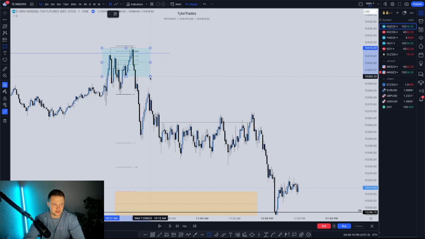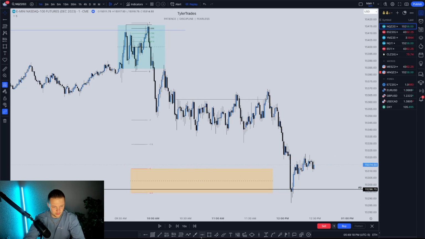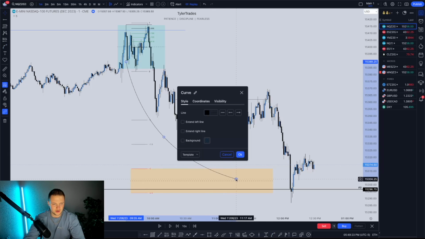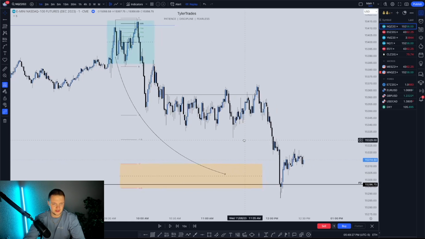The original consolidation is right here, or the original manipulation. You can word it however you would like, whatever makes the most sense to you. And then this is what creates that sell side of the curve, right? So this is that sell side of the curve where price is putting in lower lows, lower highs, bearish order flow. And then where does it go to?